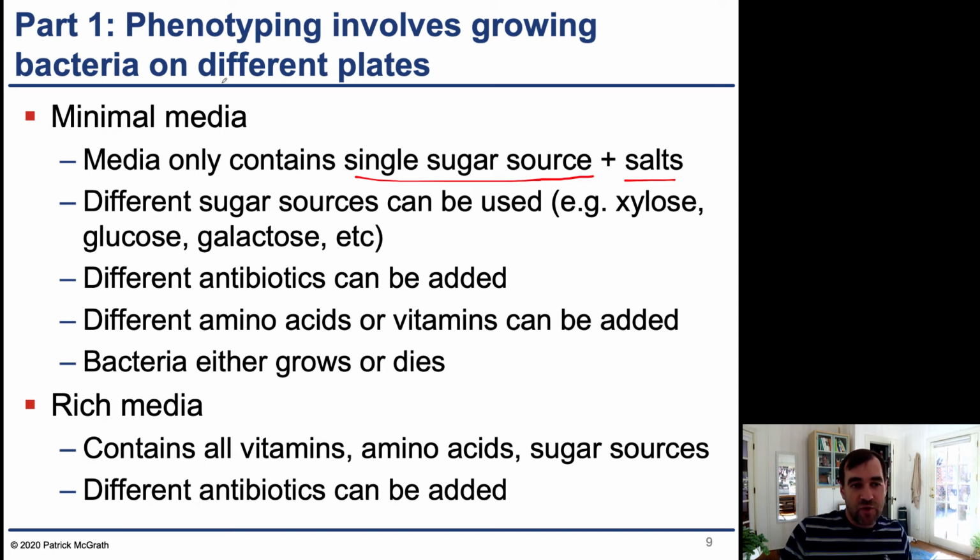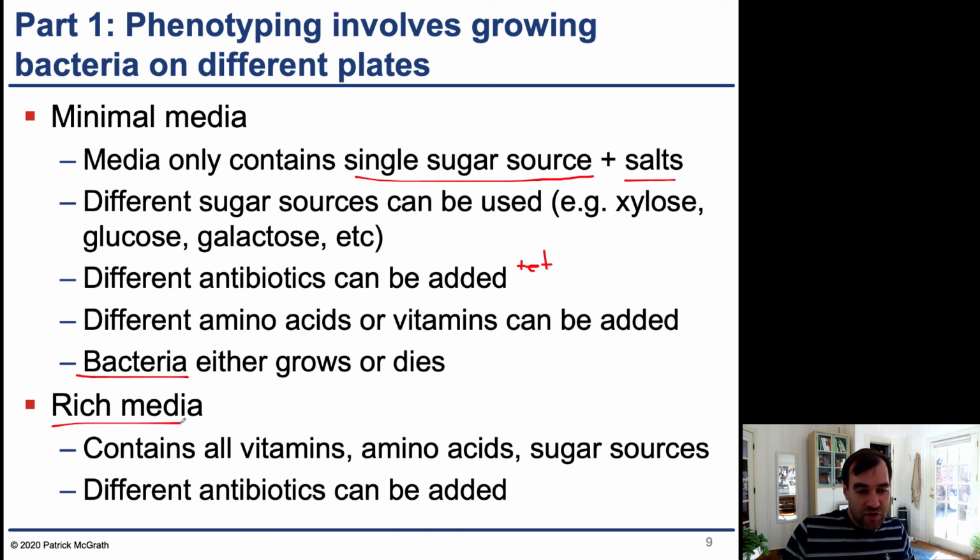You can also supplement minimal media with certain things. An example of that is antibiotics. You can add streptomycin, tetracycline, any sort of antibiotic. Different amino acids or vitamins could be added. You could add methionine, you could add arginine, and you can also add more than one of these, so you could add methionine and arginine. Then you look to see, does the bacteria live or does the bacteria die? And that is the extent of your phenotyping.